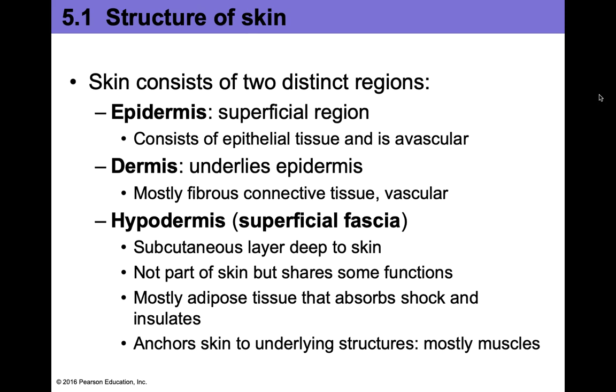So the epidermis is a superficial region of your skin. It consists of epithelial tissue, and it is avascular, so it does not have any blood vessels in it. The dermis underlies the epidermis, so it's deep to it, and it's mostly fibrous connective tissue that is vascularized, which means it does contain blood vessels. Underneath that, you have the hypodermis, which is superficial fascia, and it is a subcutaneous layer. It is deep to the skin, so it is underneath all of that. It is not really part of the skin, but it shares a lot of the functions. It's mostly composed of adipose tissue that absorbs shock and helps to insulate because it's made of lipids. And then it anchors the skin to underlying structures, mostly muscles.